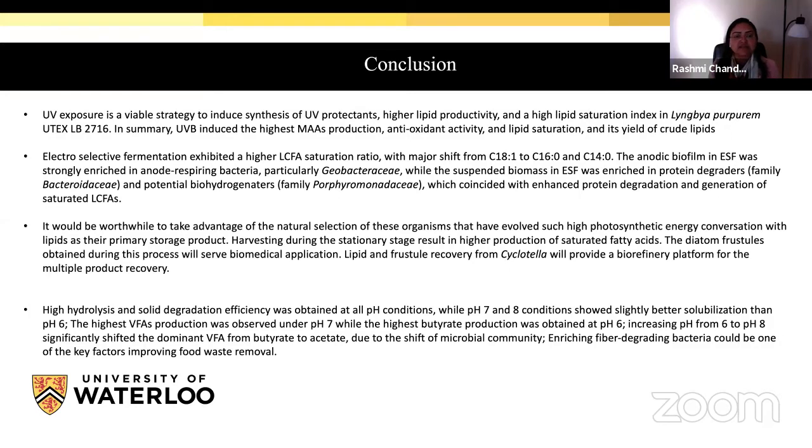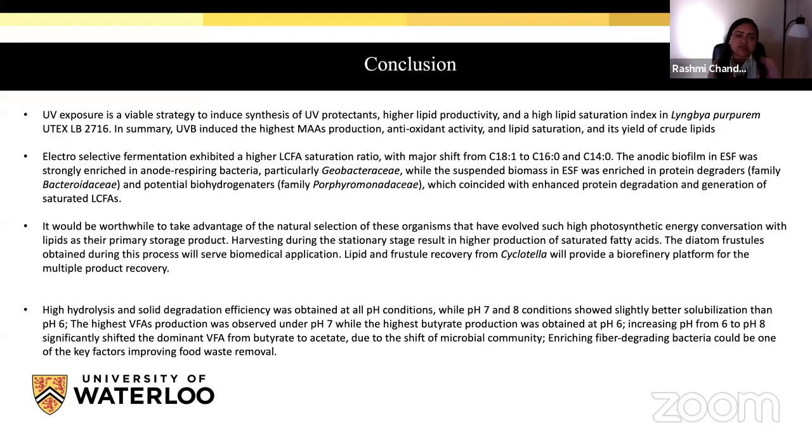And yes, MAAs have UV protectant activities, which can have a further application in the biomedical industry. And second, electrofermentation can provide a good process for the degradation of algal lipids, which helps in the production of saturated fatty acids, along with avoiding harmful chemical solvents for extraction, and ends up with a good kind of biofuel. And the third one is from the diatoms.